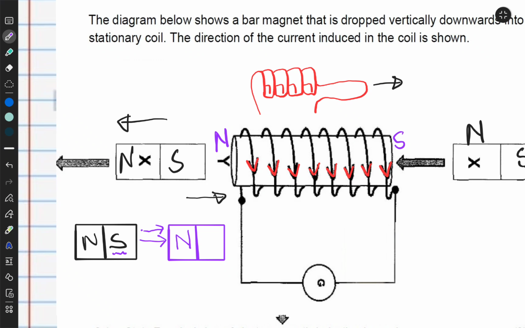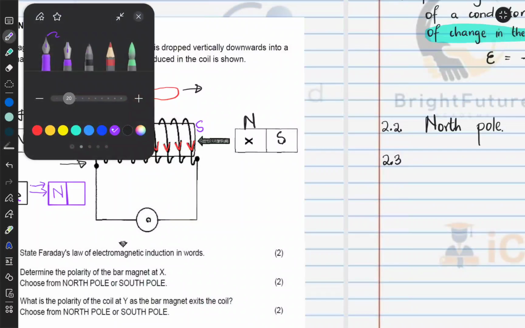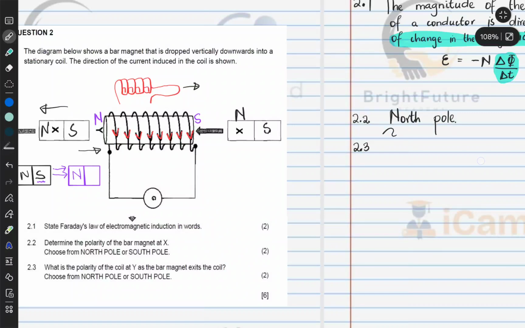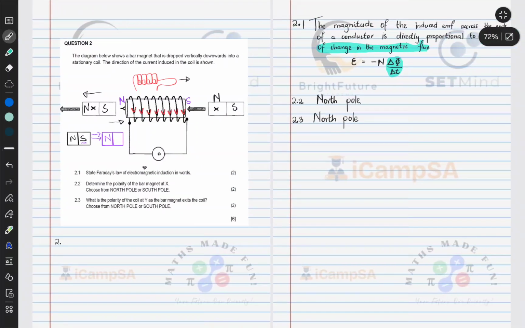All right, so that is how you would logically justify what happens there in the solenoid. So we would still have a north pole here. Okay, so yes, this one was a short question. This brings us to the end of our question.